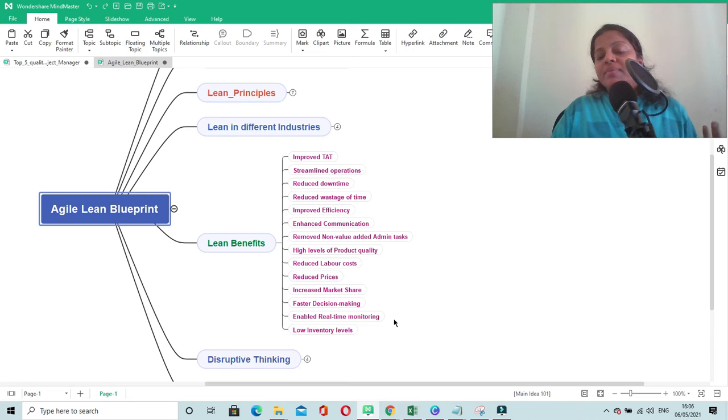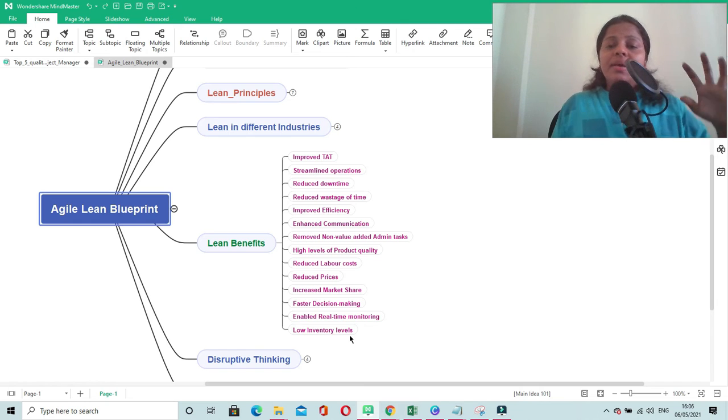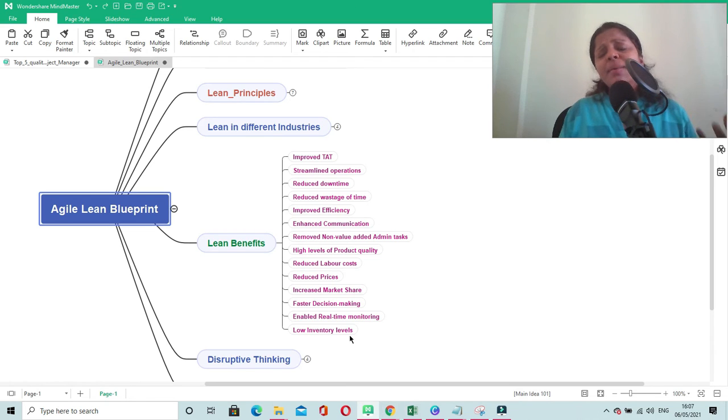Enabled real-time monitoring and low inventory levels. Enabled real-time monitoring means if the manager or the project lead is enabling the team to perform and providing a certain amount of autonomy to the team to make decisions, and continuously motivating the team to work together in a collaborative manner, it is obvious that the team will be motivated to work. And also, even if the lead is monitoring them in real time, it will be easy for him and he doesn't have to do any micromanagement for the team when the team is motivated enough.